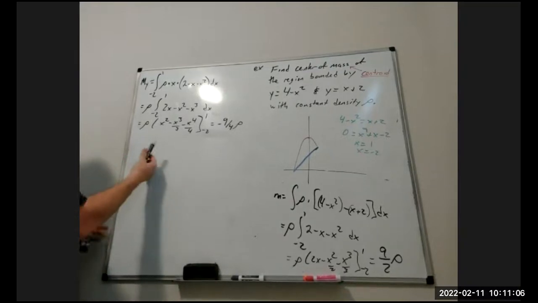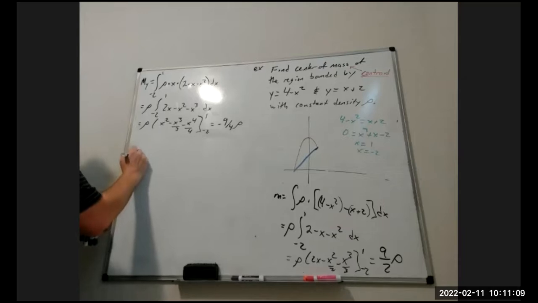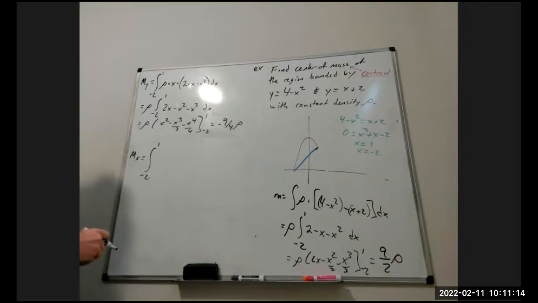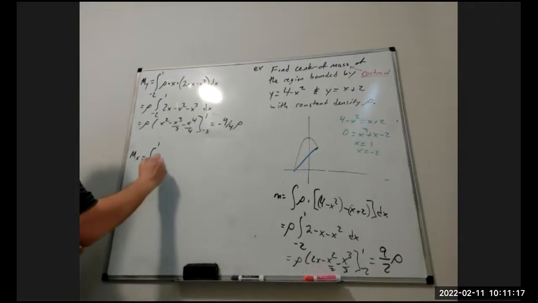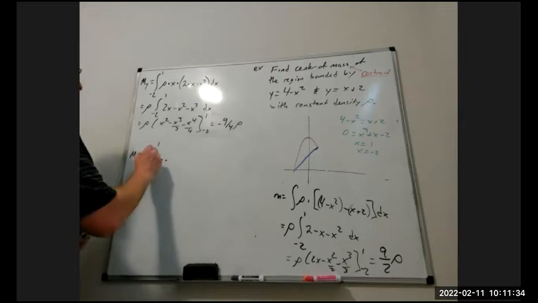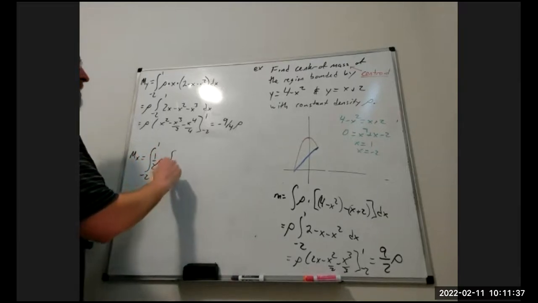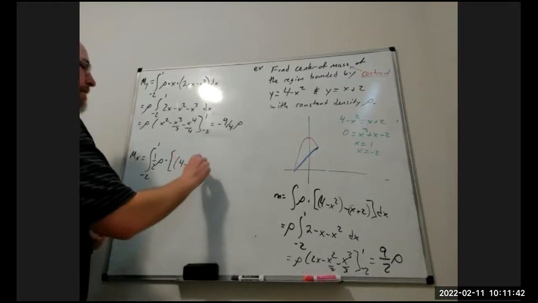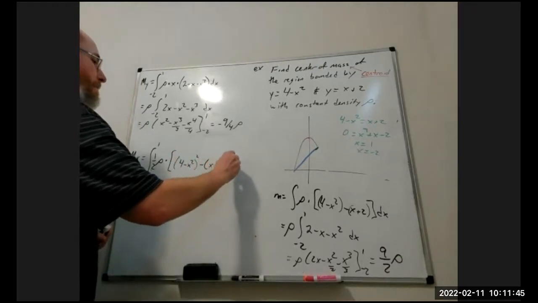All right, so lastly, we have to get Mx. Now Mx is going to look a little different. It's still going to be integral from -2 to 1. And we still have our rho, but this time there's a 1/2, and then the difference of those functions squared. Right? So there's the 1/2 rho times, and in this case, it's going to be 4 minus x squared, squared, minus x plus 2 squared.